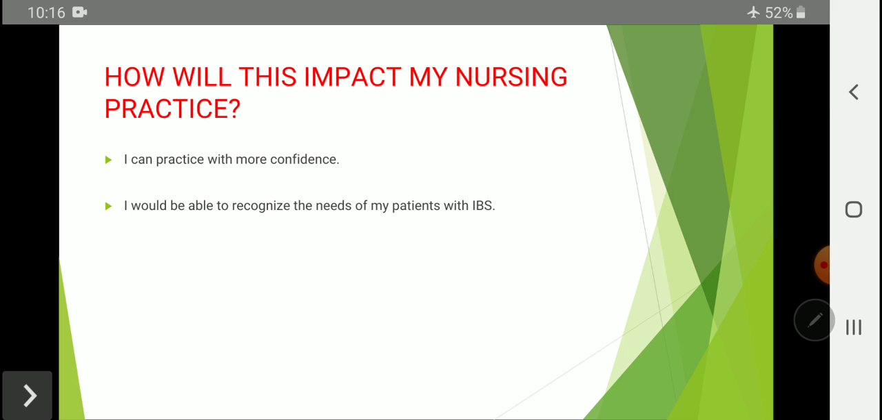Now, how will this impact my nursing practice? One, I can practice with a little bit more confidence because now that I'm aware of IBS, I know I'm probably going to encounter multiple patients that have this condition, and I'm able to recognize the needs of my patients. By doing so, I can make appropriate nursing diagnoses, interventions, recommendations, and plans for my patients to improve their overall nursing care and, again, patient satisfaction.